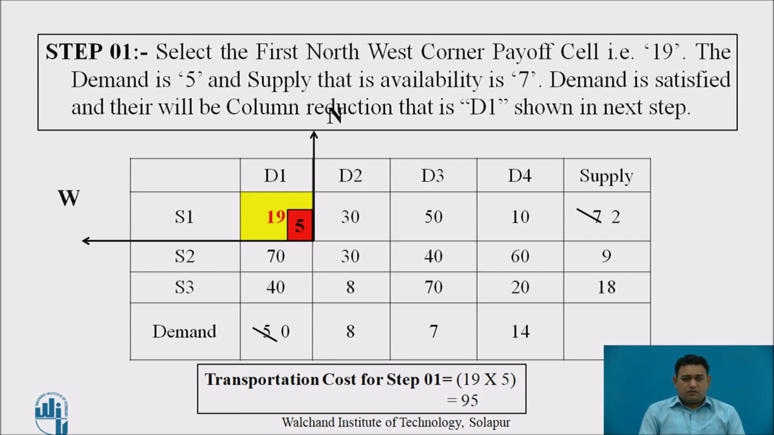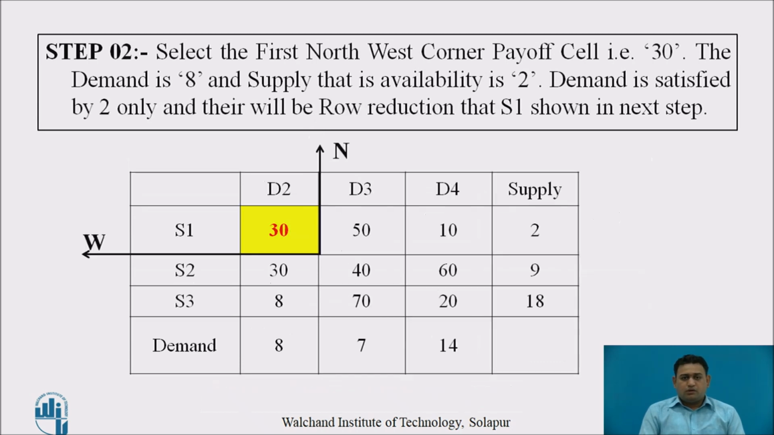Now when the demand is 5 and the supply availability is 7, the overall demand is being satisfied. So what will the next table be? As D1 is satisfied, there is a column reduction of D1, and the newly obtained table is of D2, D3, D4 with the sources S1, S2, S3. Now when we see this table, the availability, or you can say supply, with S1 is 2, S2 is 9, and S3 is 18, and the demand at each destination D2, D3, D4 is 8, 7, 14.